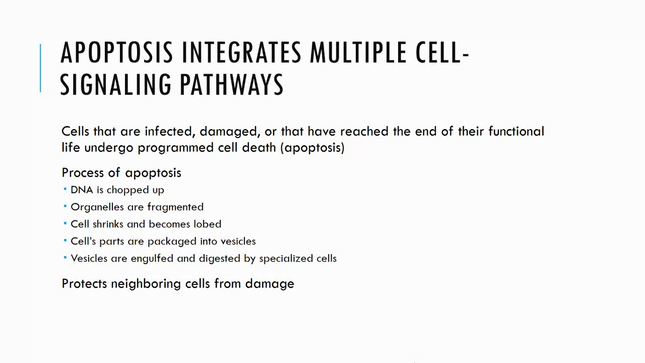And this is really important in protecting neighboring cells from damage. So if you have one that is infected, it goes through this process so that the surrounding cells don't get infected. Although sometimes apoptosis releases those things. Or, if we have one that is out of control with the cell cycle and we have some tumor formation starting, maybe it goes through apoptosis and keeps the other cells from going through that process as well.